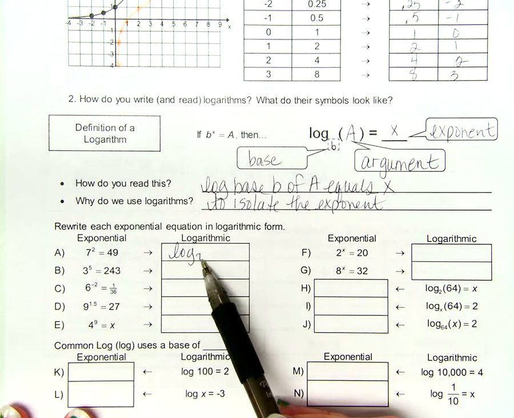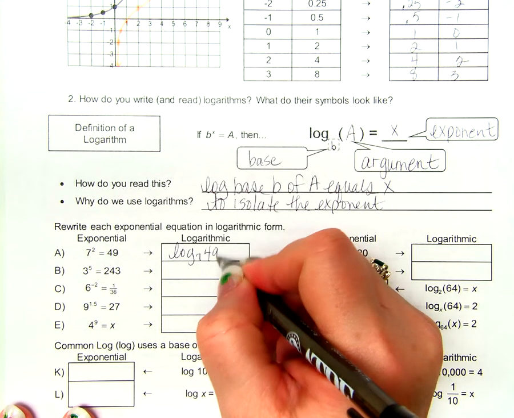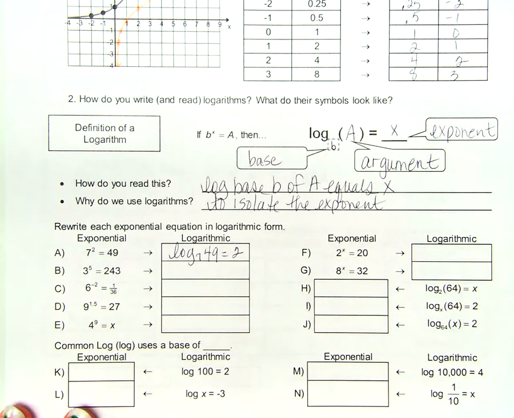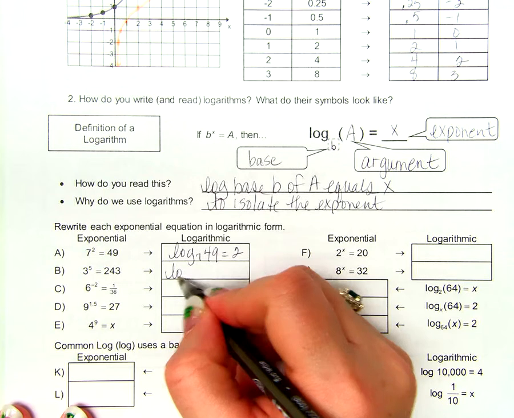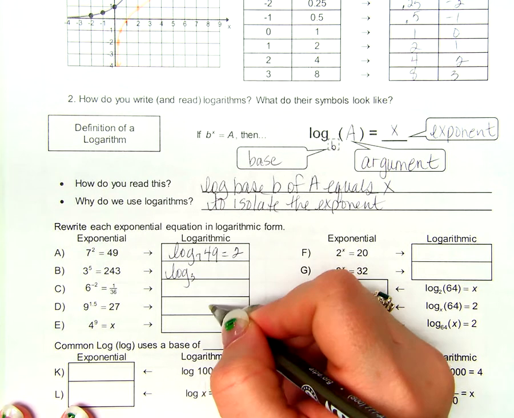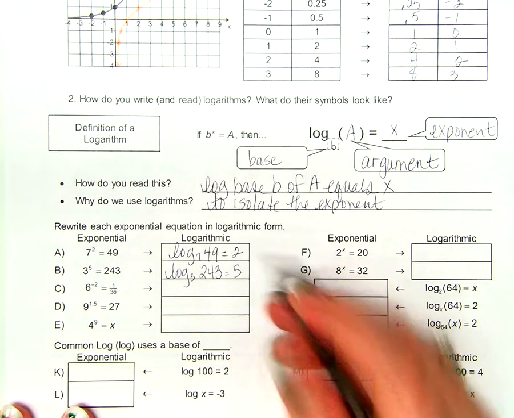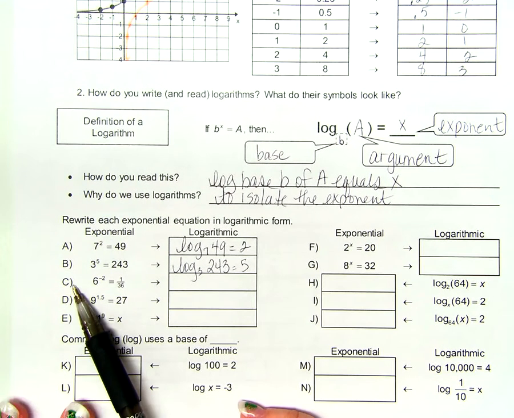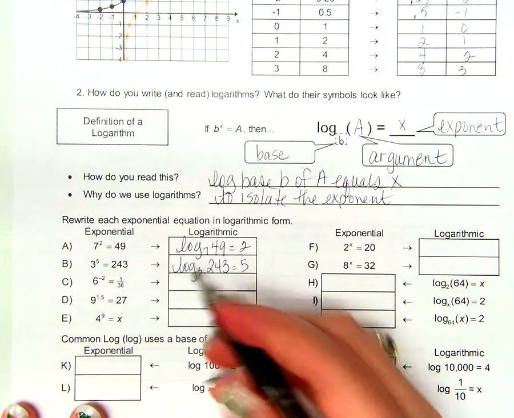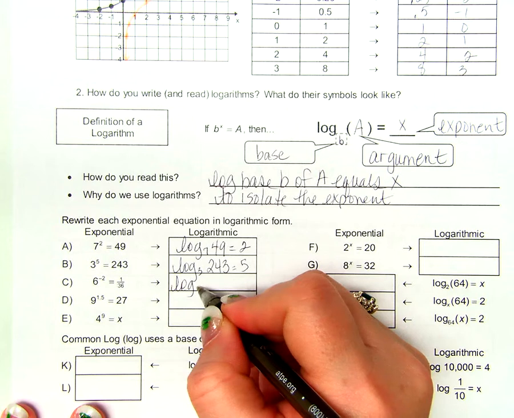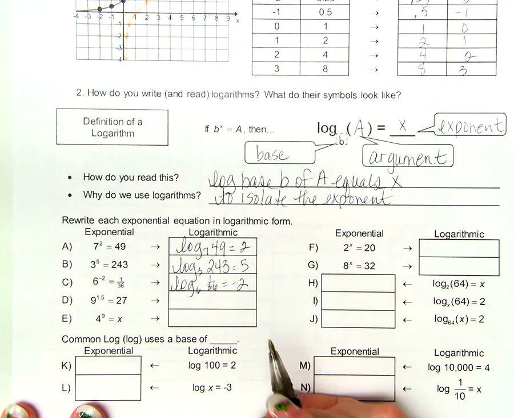So log base 7 of 49 equals 2. What about B? Log base 3 of 243 equals 5. C. It must be harder because there's a fraction. No. Log base 1/3 of 1/36 equals -2.